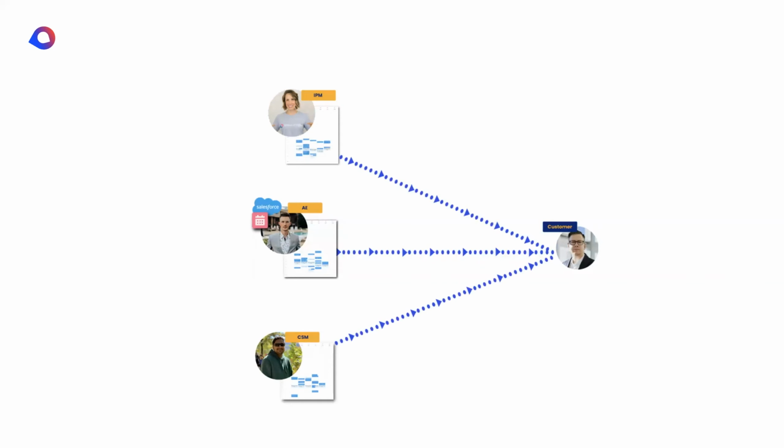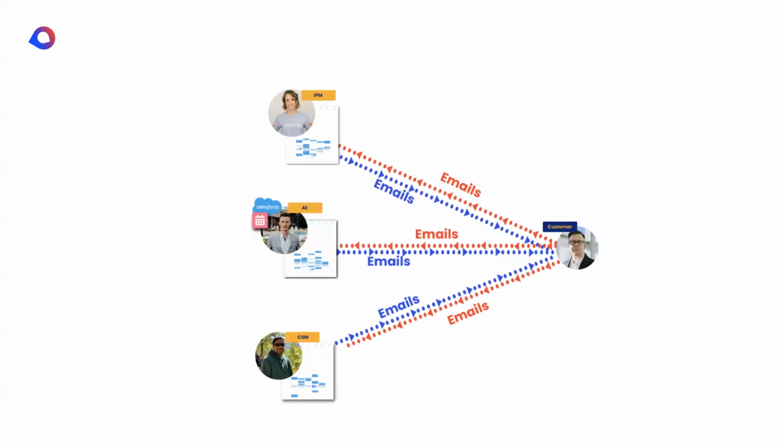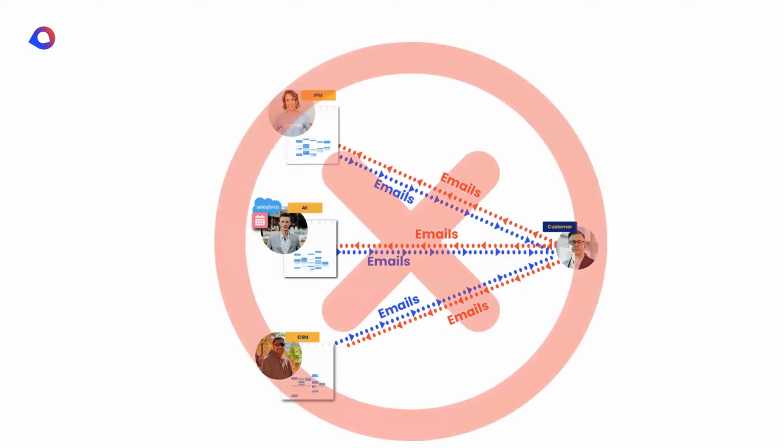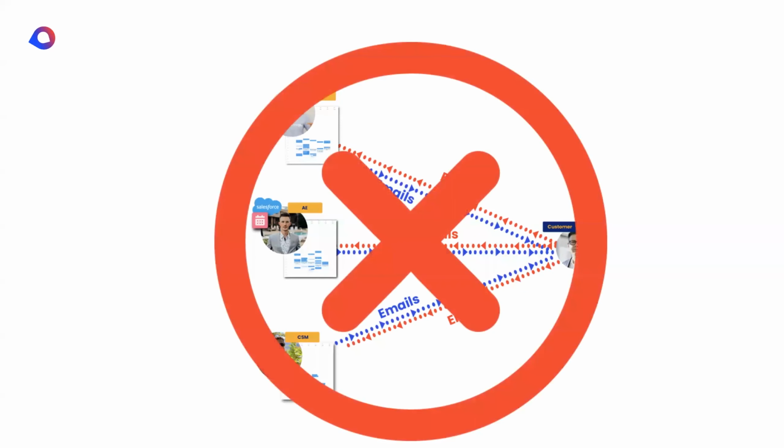And traditionally, what that would look like is all of us would be sending emails back and forth until we can each find an appropriate time slot where all of us can meet on a call together. However, that has been the wrong way of doing things.